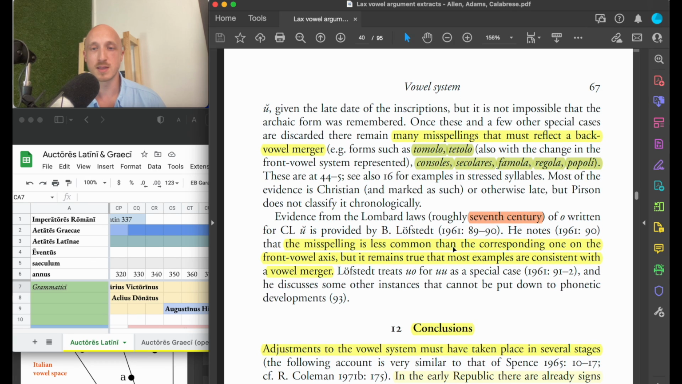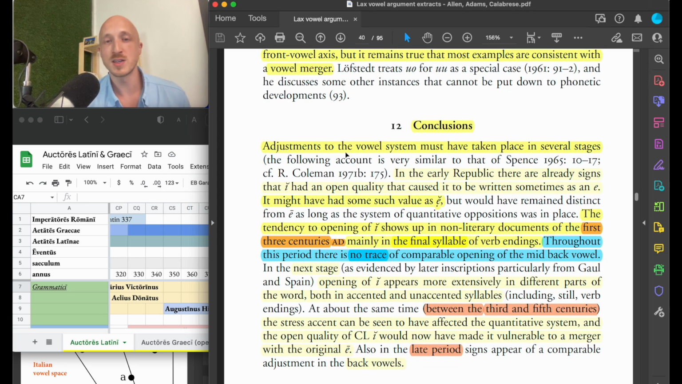The misspelling is less common than the corresponding one on the front vowel axis, but it remains true that most examples are consistent with a vowel merger. Conclusions. Adjustments of the vowel system must have taken place in several stages. In the early Republic, there are already signs that E had an open quality that caused it to be written sometimes as E. It might have had some such value as E.